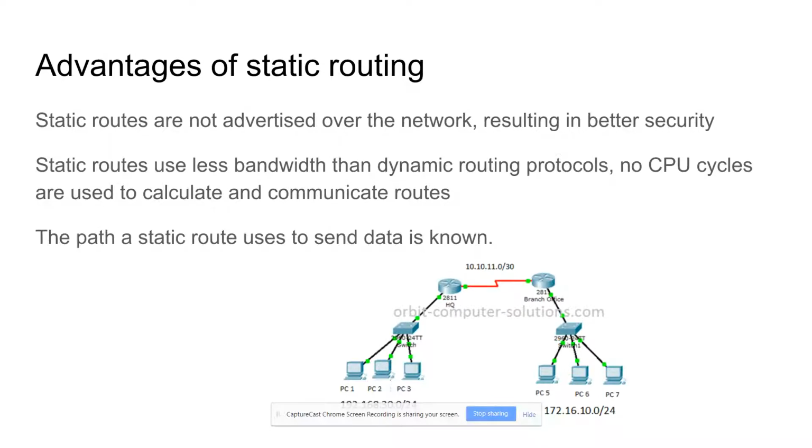Static routes are not advertised over the network, resulting in better security. Static routes use less bandwidth than dynamic routing protocols. No CPU cycles are used to calculate and determine routes. Static route uses send data is known.